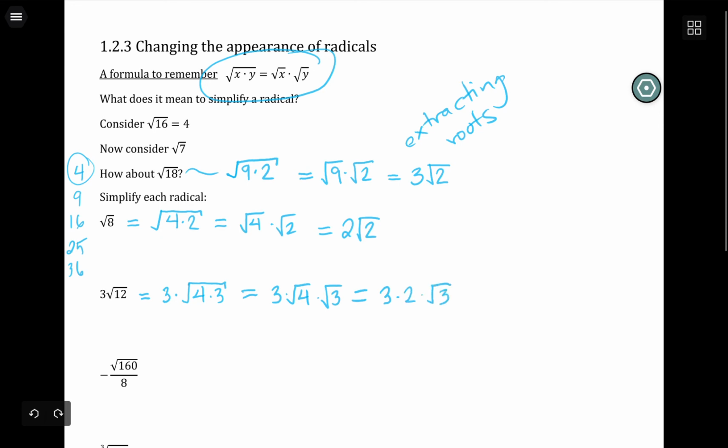And here's where I actually worry about that 3 out in front. What I've written down is completely correct, but I can simplify a little more now because I know that 3 times 2 is 6. So this simplifies to 6 root 3. Again, if you're sitting there thinking, that doesn't look any simpler, this is silly, I agree, it doesn't look any simpler, but being able to correctly move numbers in and out of roots is very important, so we're going to do it anyways.